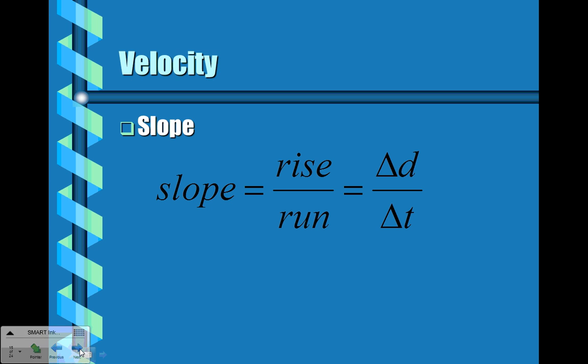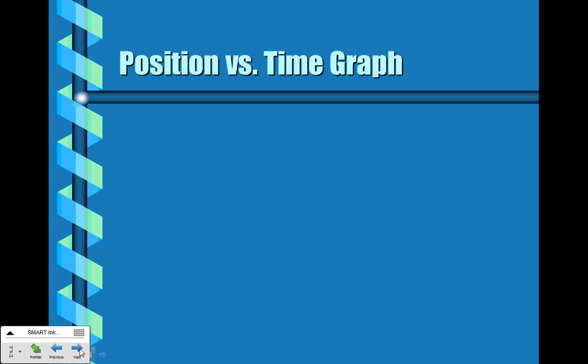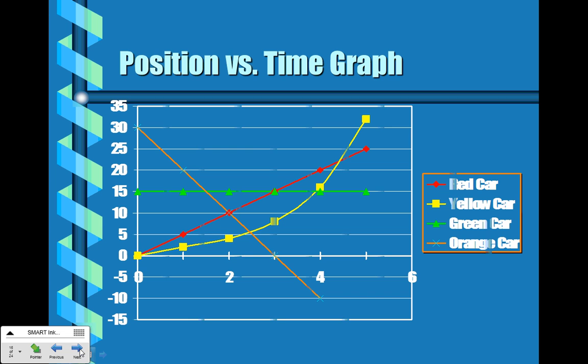The slope is rise over run, so it's the change in position, or the change in displacement, over the change in time. Remember that triangle means change. We have a few different graphs here representing different vehicles: a red car, yellow, green, and orange car. So let's look at them.